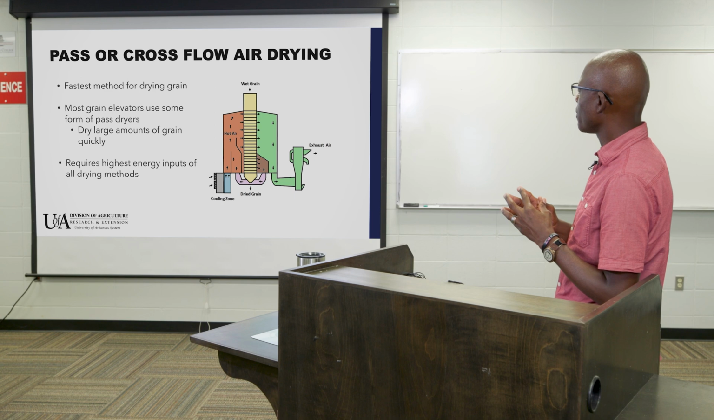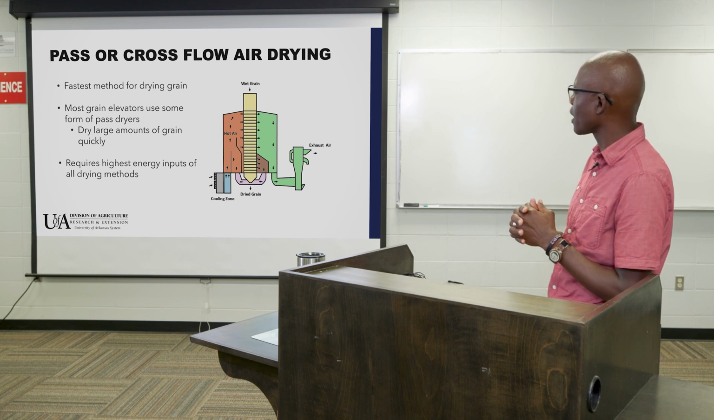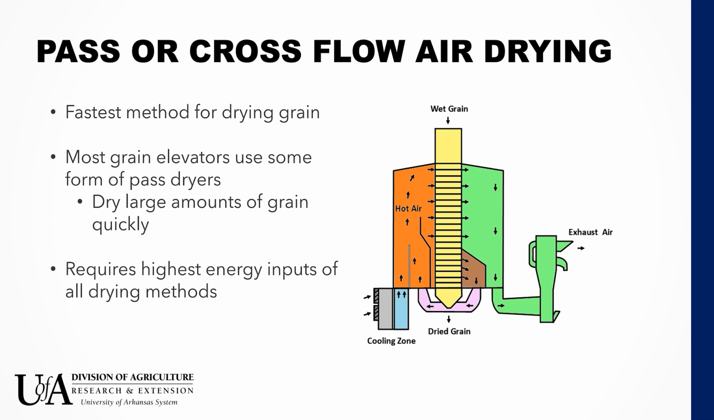I would like to describe next the pass or closed flow air dryers. Again, these are the most popular drying units within our Mid-South regions. They are the fastest method for drying grain. Most grain elevators use some form of pass dryer, and they dry large amounts of grain very, very quickly.